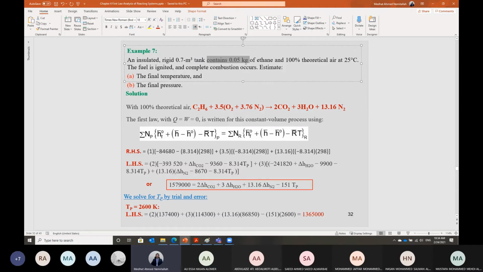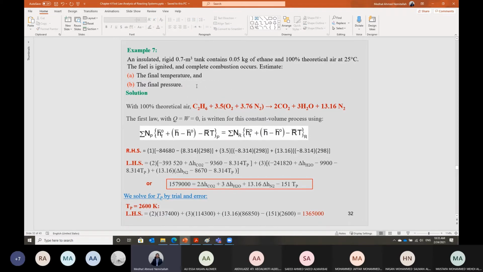He said the tank contains 0.05 kilogram of ethane, C2H4, with 100% theoretical air. This air is at 25 degrees C, and the fuel is also at 25 degrees C. The fuel is ignited and complete combustion occurs, as we use when we write down the combustion equation, and we need to calculate the final temperature, which is the temperature of the product, and also the final pressure. The final temperature is the adiabatic flame temperature.